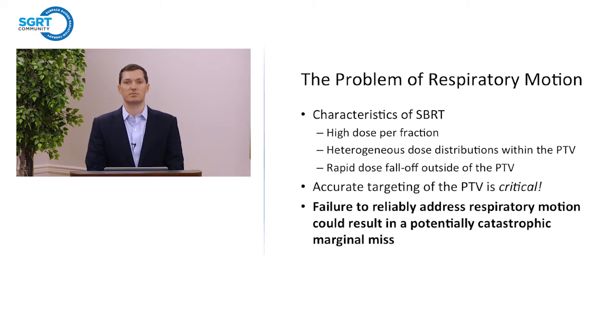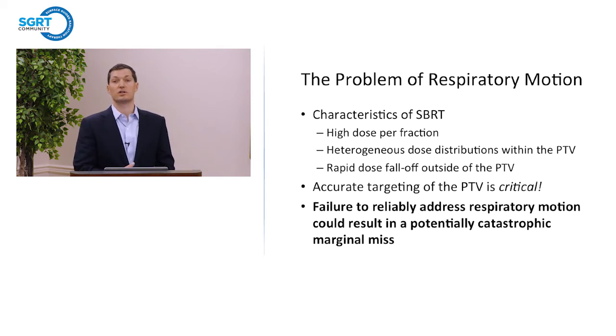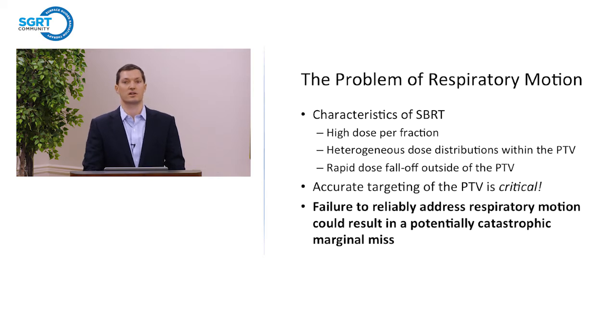Particularly when we're dealing with SBRT, we need to be very careful about accounting for respiratory motion. The characteristics of SBRT, including a high dose per fraction, heterogeneous dose distributions within the planning target volume, and rapid dose fall-off outside of the planning target volume, make it absolutely critical that we target the PTV accurately. And failure to reliably address respiratory motion could result in a potentially catastrophic marginal miss, which of course is not a good outcome for a radiation treatment.